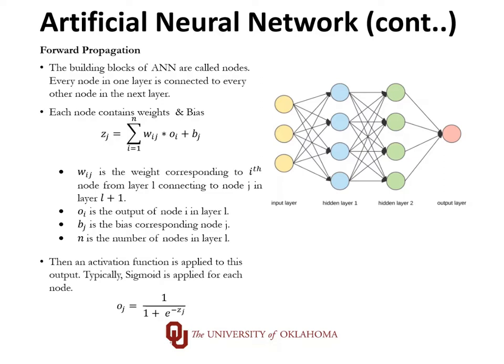If we consider node 1 in hidden layer number 1, and observe its output, it will be passed to every node in the next layer, that is, hidden layer number 2. Typically, if O is the output of a node, then O is calculated using an activation function. In our case, it is the sigmoid function.